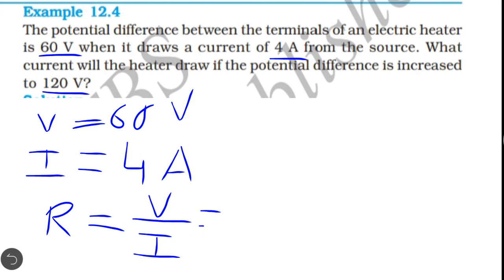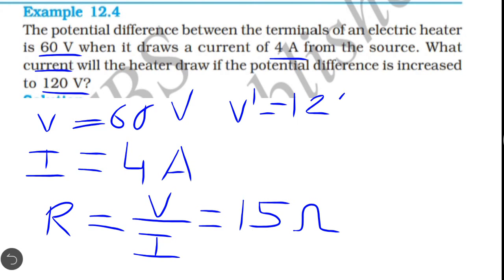Substitute the terms given, you'll get it as 15 ohm. Okay, in the second part it is asked to find the current if the voltage is, let me write, V dash to be 120 volts. Now I have to calculate I.